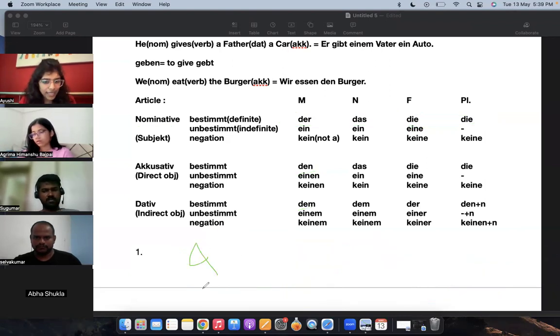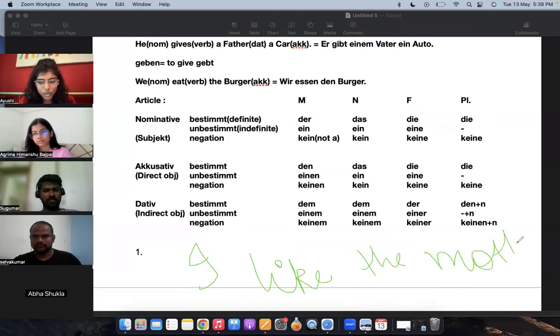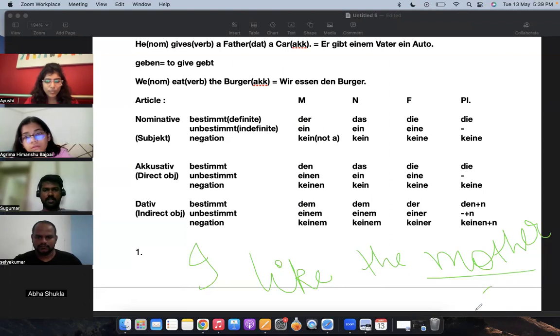Now, if I say I like the mother. So Gumar, in this sentence, can you tell me what is the subject and what is the object? Subject is I. Very good. And what is mother? Mother is the object here. Exactly, it's an object, right?